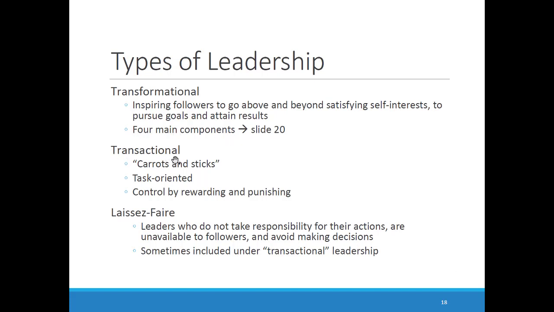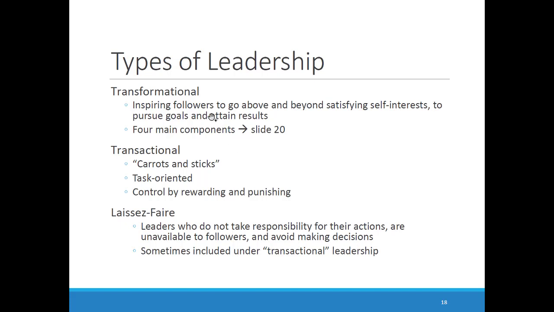Transactional leadership, on the other hand, is oftentimes known as when leaders use carrots and sticks. This is an old-timey phrase. I don't know if you're familiar with it, but I think what it comes from is, if you're trying to get a horse to do something, to motivate a horse, you have a carrot to make the horse go toward the carrot, or a stick to punish the horse. Hopefully, no one's punishing horses with sticks that much anymore, but that's the idea.